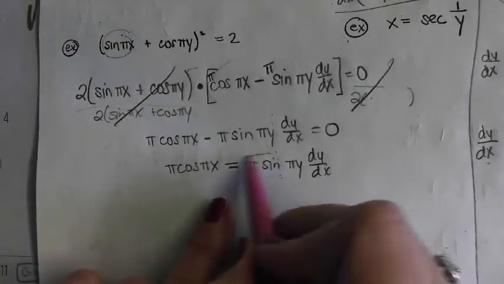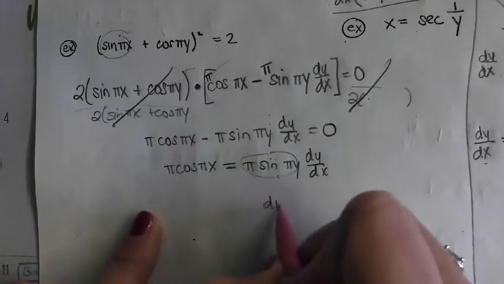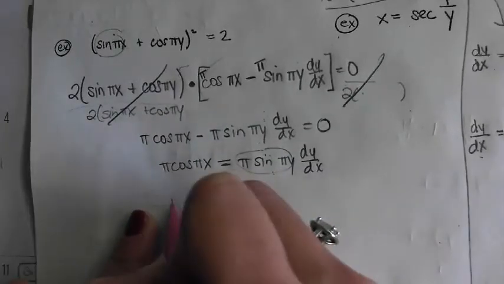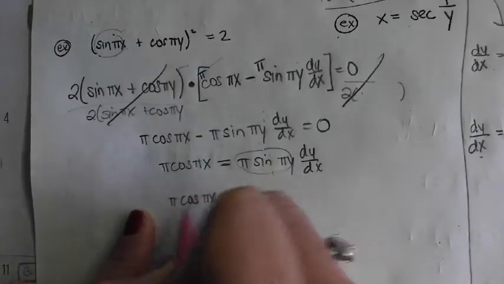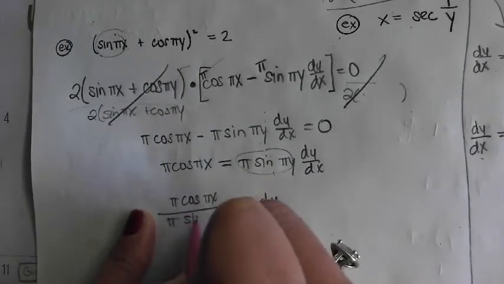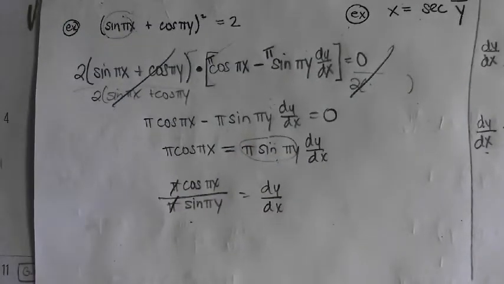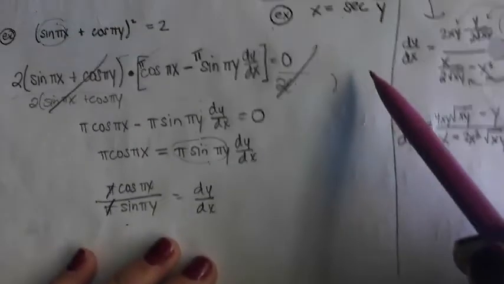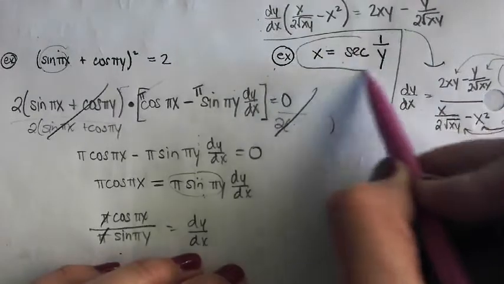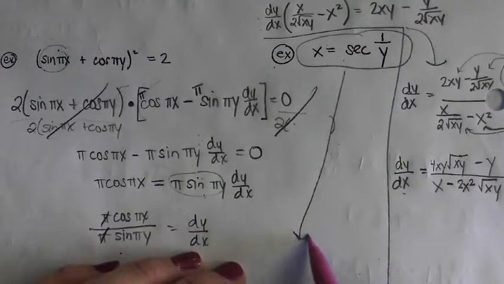And then divide that over. So dy/dx will equal pi cosine of pi x divided by pi sine of pi y. And your pi's will cancel. Cosine pi x over sine pi y. And the last one. I'm going to go down here.